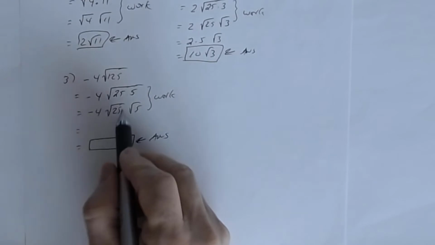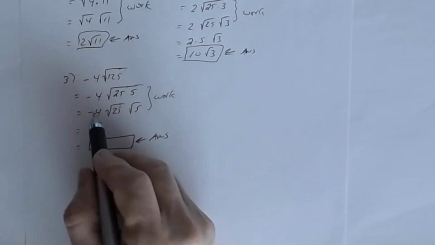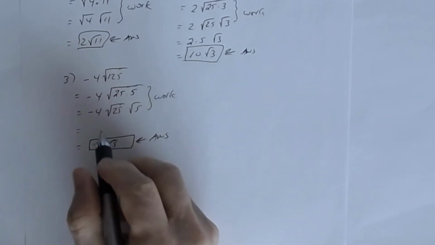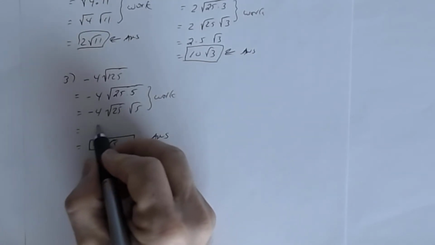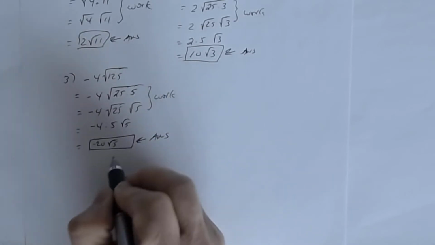And so most of you can look at this and say, hey, the square root of 25 is 5, because 5 times 5 is 25. 5 times -4 is -20, right? Square root of 5. And if you wanted to put in the step, you could. So this would be -4 times 5 square root of 5, and then you get -20 square root of 5.